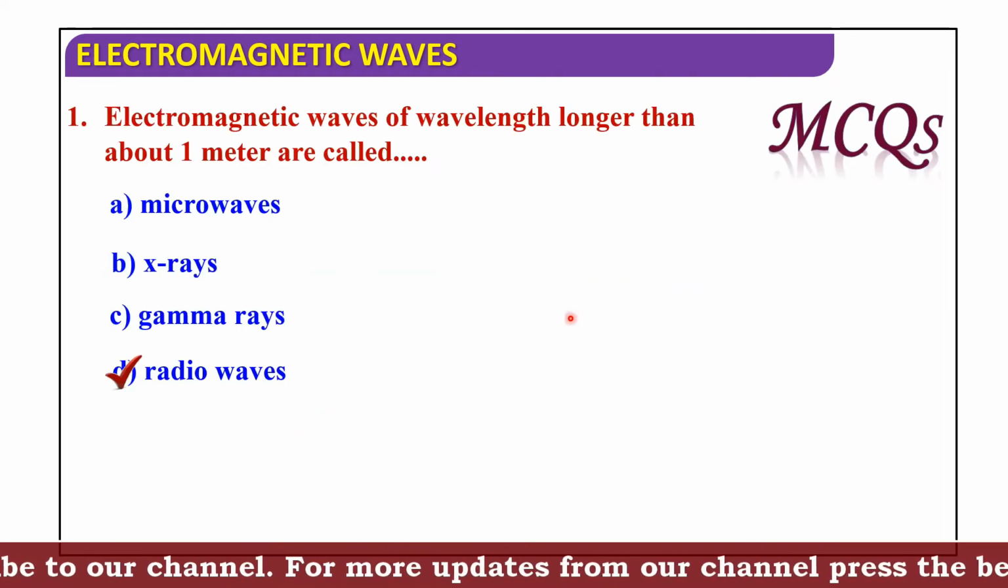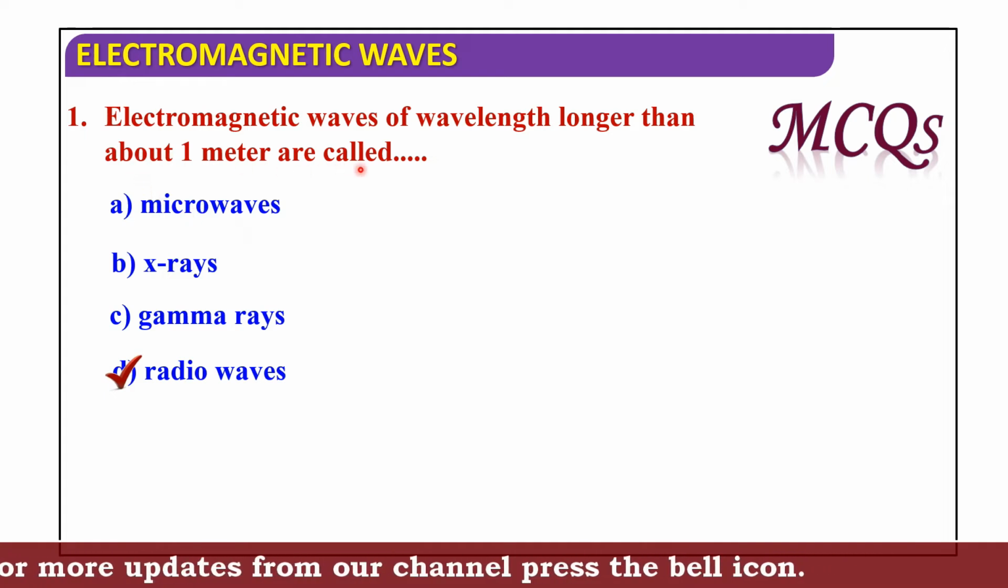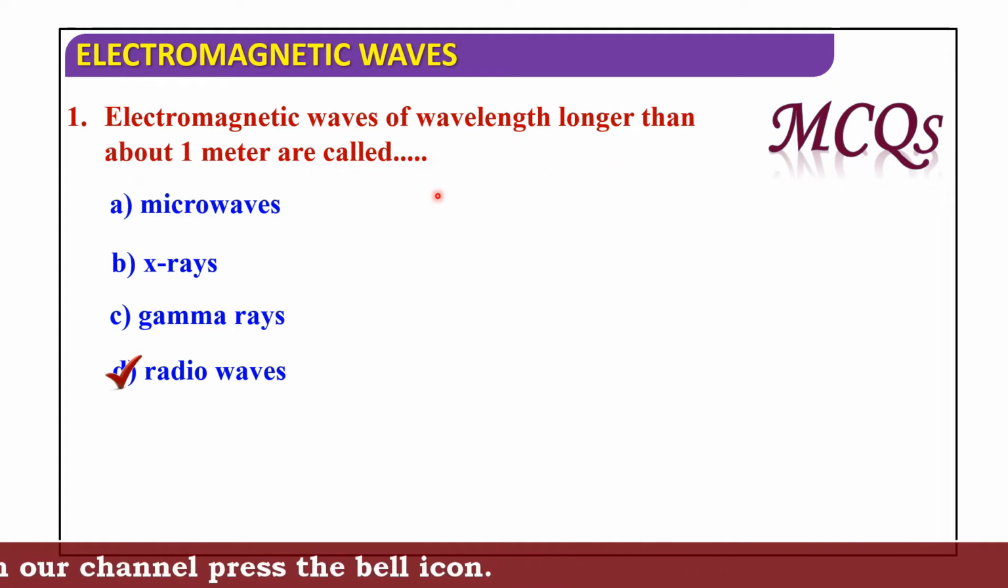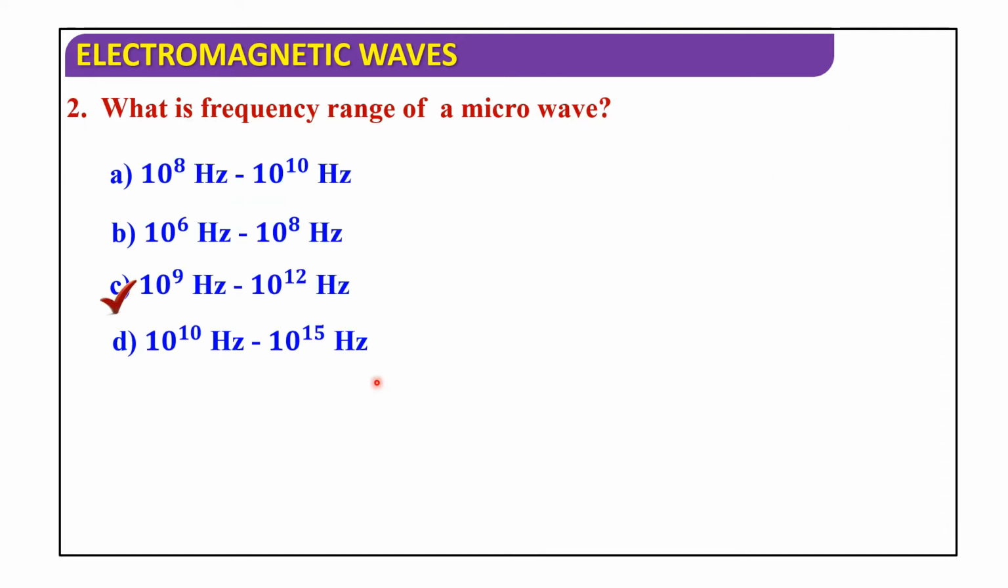Now let us discuss MCQs. First one. Electromagnetic waves of wavelengths longer than about 1 meter are called radio waves. Second one. What is the frequency range of microwave? 10^9 Hz to 10^12 Hz.